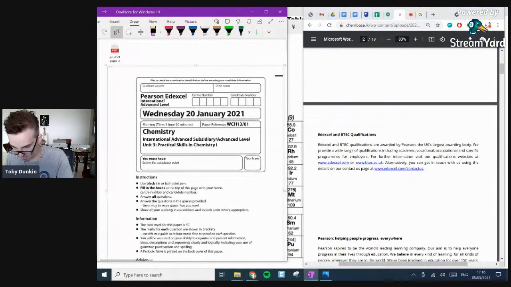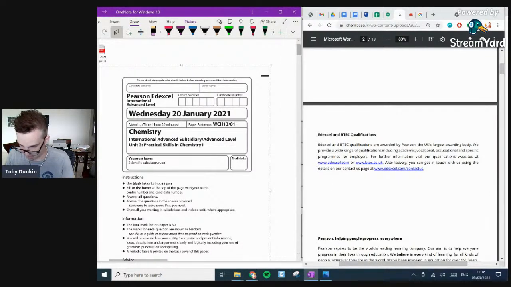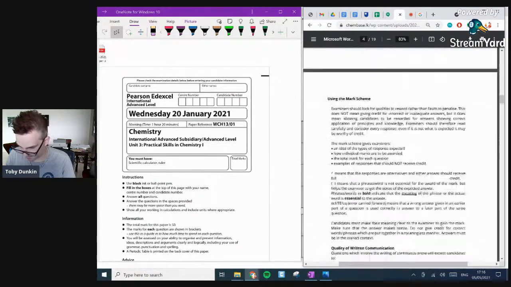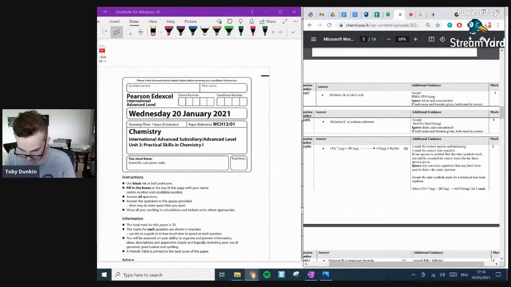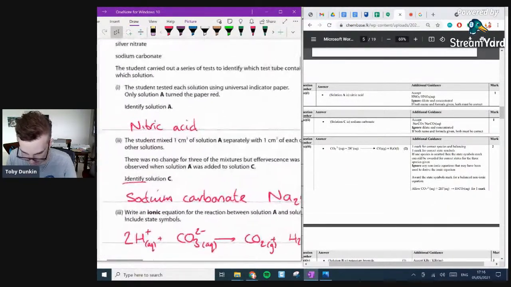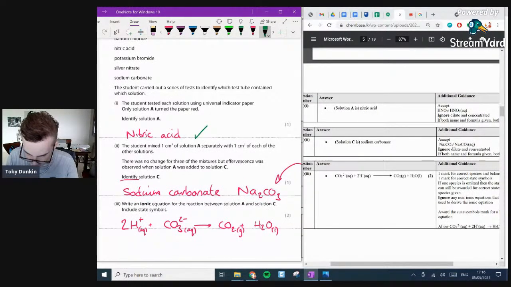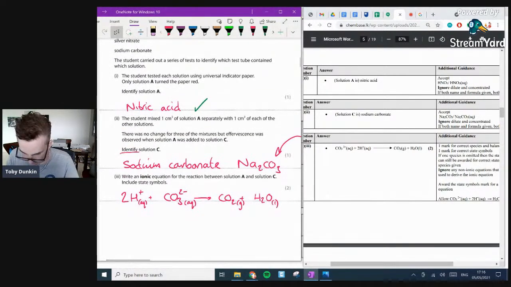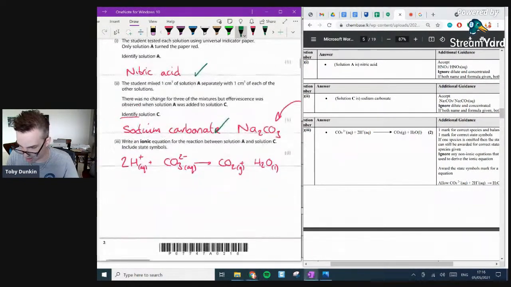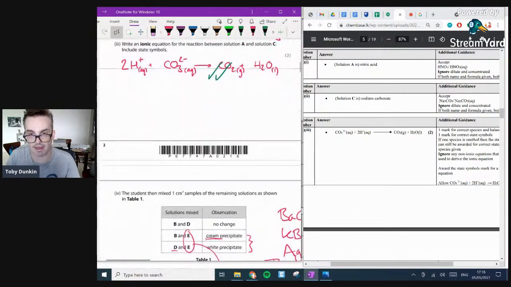Right, so I've got both. Let's try and make this a little bit bigger. I've got my two screens split. There we go. So let's find the first question. I'm checking my chemical test knowledge for the first start. So solution A, nitric acid. I'll take it. Next, sodium carbonate. Take it. Equation balanced, I like it with state symbols. 2 marks, very happy about that.